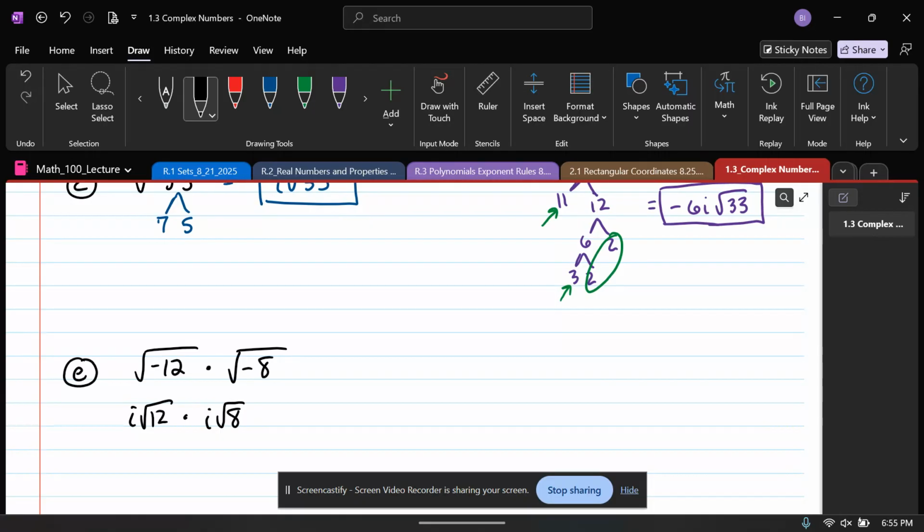When you're multiplying them together, if there's a negative on the inside, take care or tackle the I's first. Okay? Make sure you tackle the I's first. Get those first.